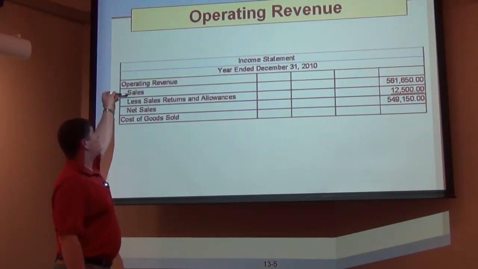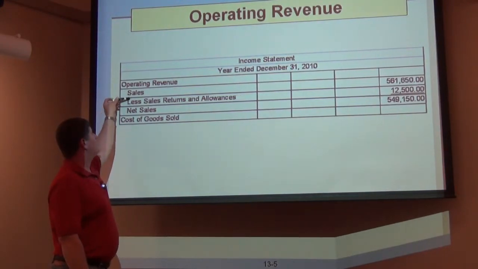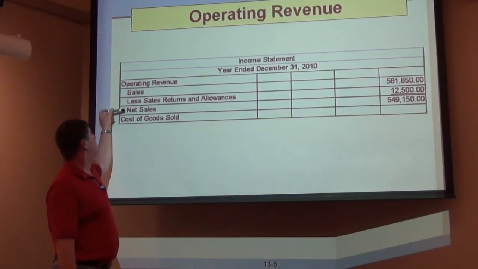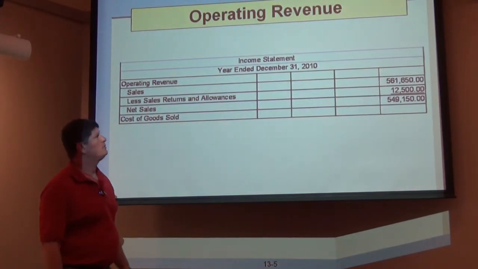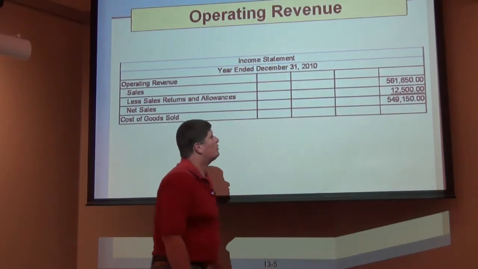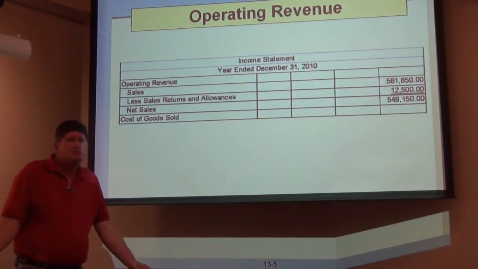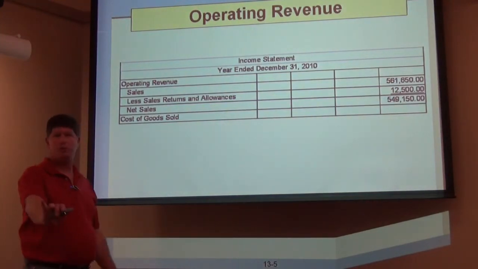Operating revenue, sales returns and allowances. Discounts, if you were allowing a customer some sort of discounts, you'd have less sales discounts. Subtract, you get net sales. So our total sales were $56,000. We had returns of $12,000. We've got net sales of $549,000. Good? Everybody follow that? Really straightforward, I hope.